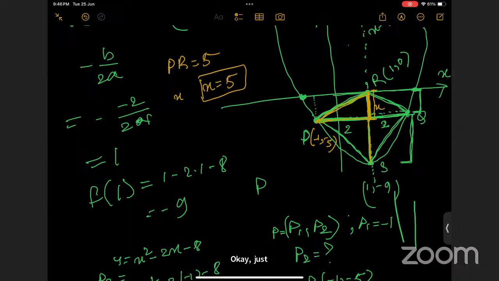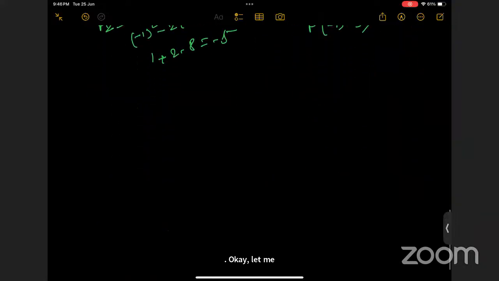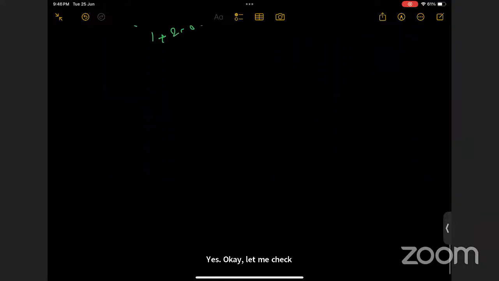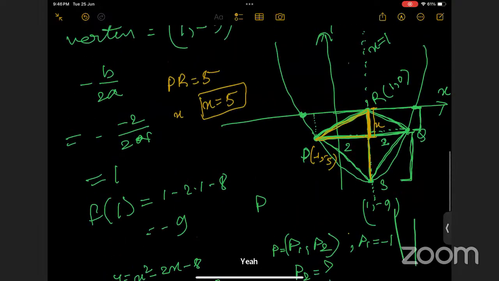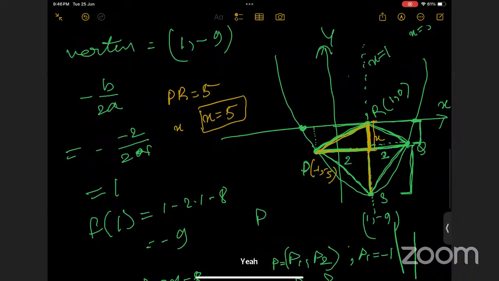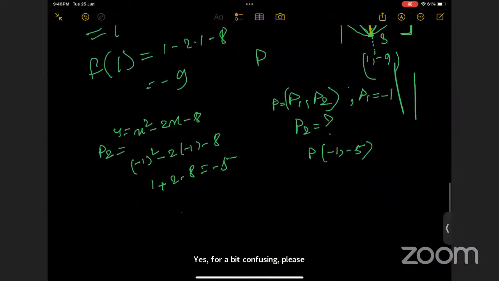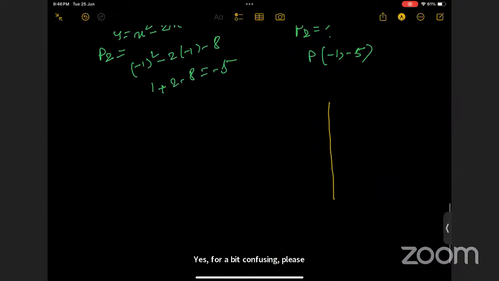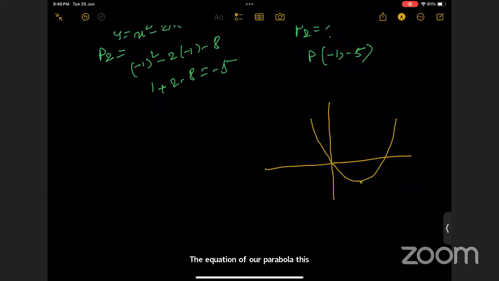Okay, let me check. Ma'am, can you just brief this sum again? Yes, ma'am. It's a bit confusing. Okay, sure. So see, we have the equation of our parabola. This is something like that, and the vertex is 1, -9. This is clear up to that, right?